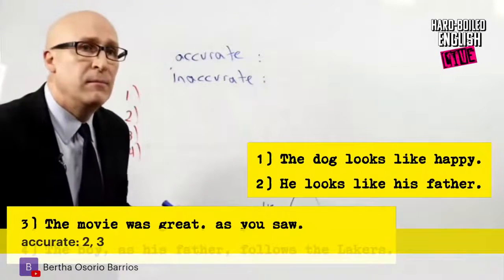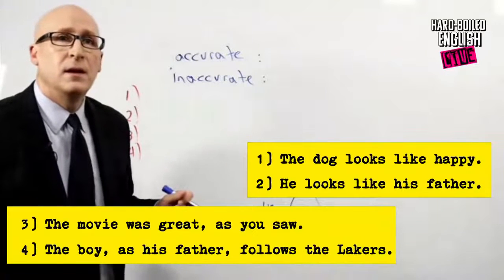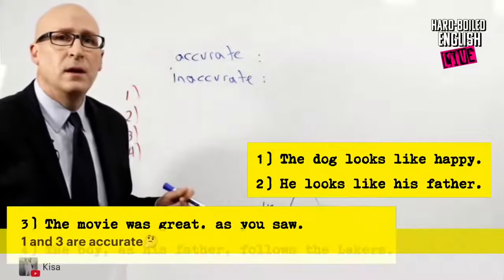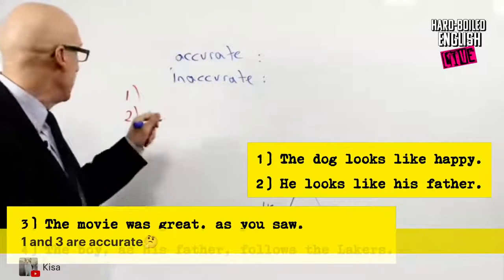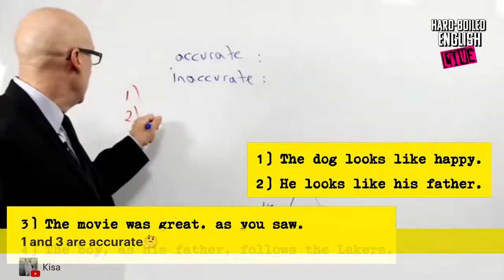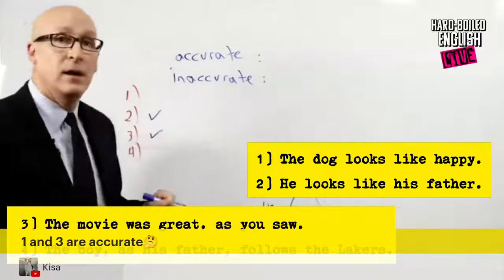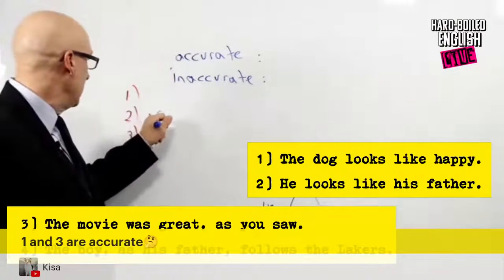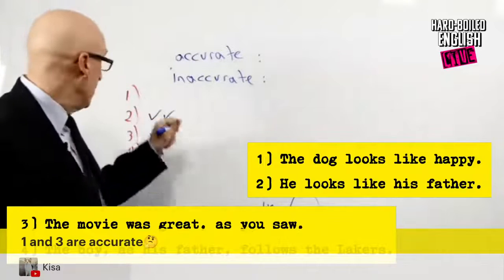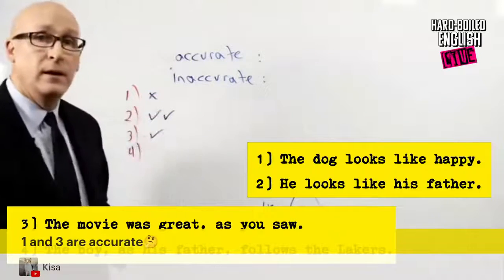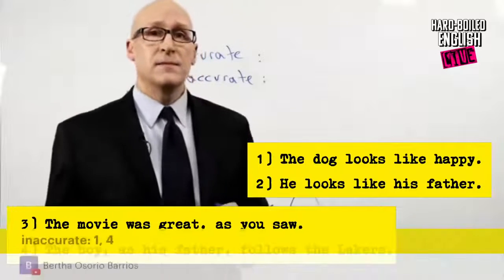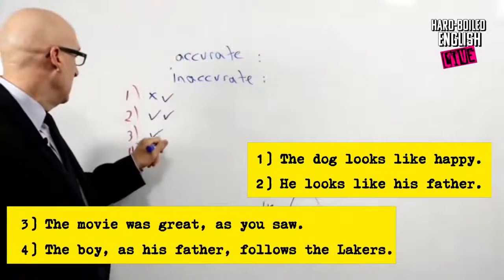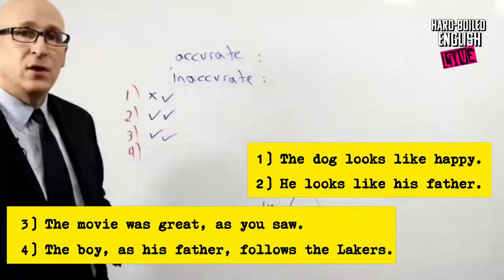Okay, what's the first one? Berta says, oh, we don't see the numbers, do we? Berta says accurate 2 and 3. Wako says accurate 2. Inaccurate 1. Okay. Somebody else? Kisa says 1 and 3 are accurate. Okay, good. We have a variety of choices here.